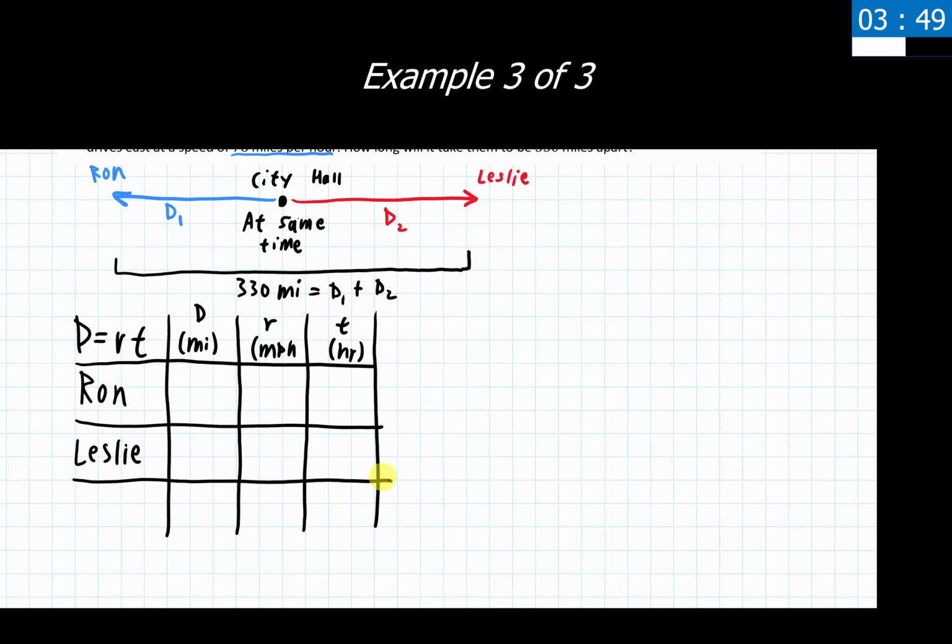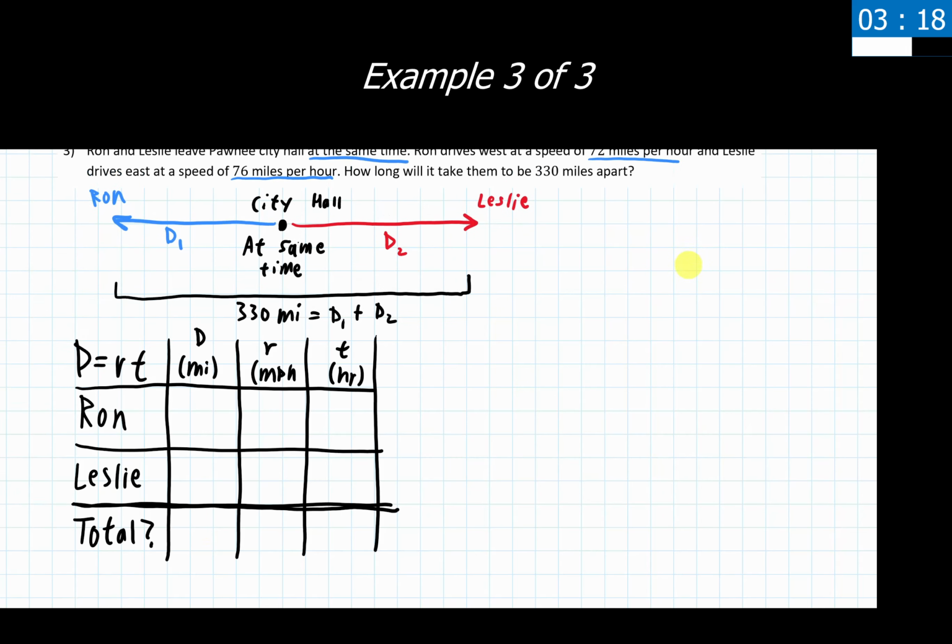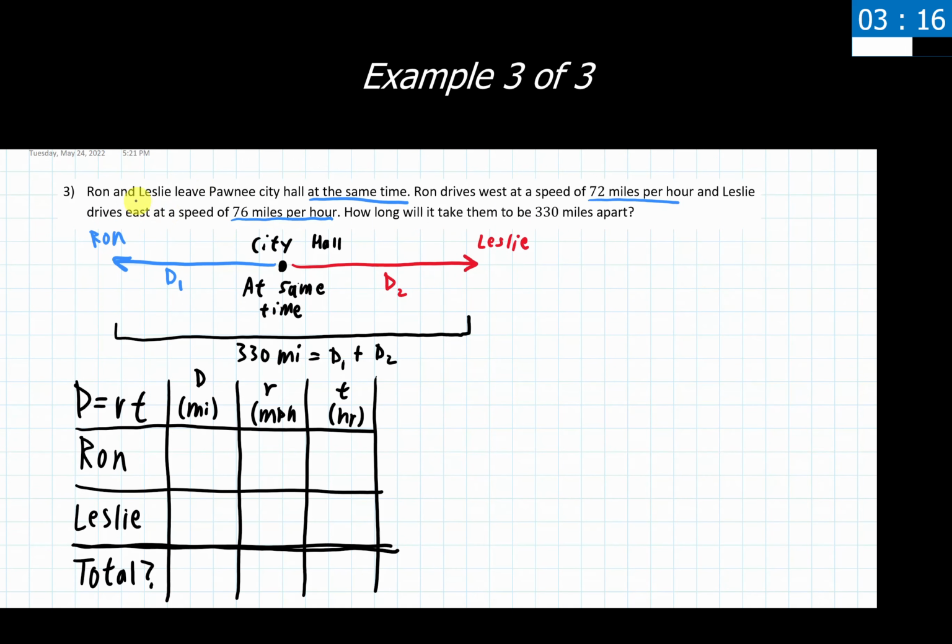And again, I think it's good habit. Let's go ahead and make a third potential row. We'll call this thing total. And I put the question mark at this total part here only because, as we saw with our first example, I don't always use this thing, and I don't always use these totals. So maybe I'm going to use it, and if so, I'll write something in. If I'm not, I'll just put the little line through it and not use it, like we saw with our first example. But let's start filling in some information that we know from the problem. We were told that they left Pawnee City Hall at the same time.